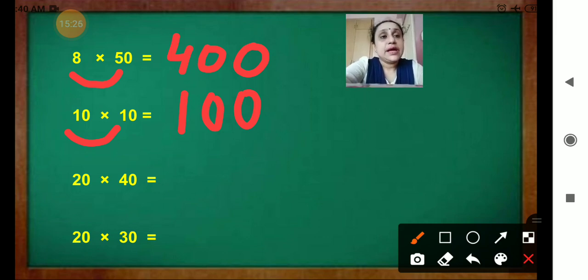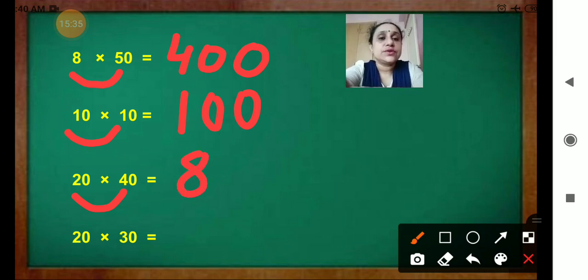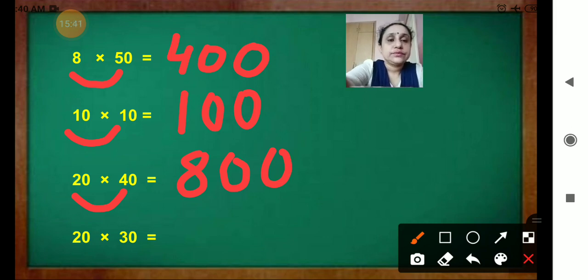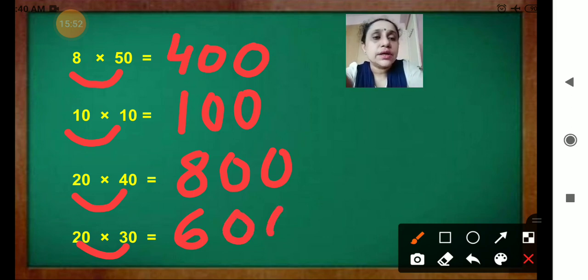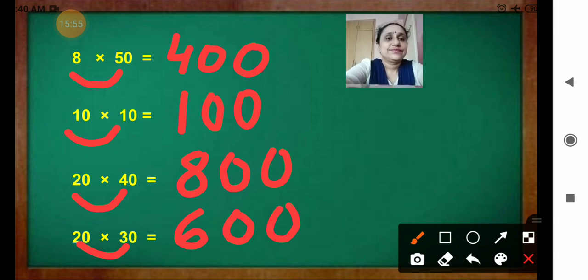Now 20 multiplied by 40. So 2 fours are 8. And how many zeros are there? 2 zeros. 800. 20 multiplied by 30. 2 threes are 6. And there are 2 zeros, 1, 2. Okay? Just have a look. Clear? Okay.